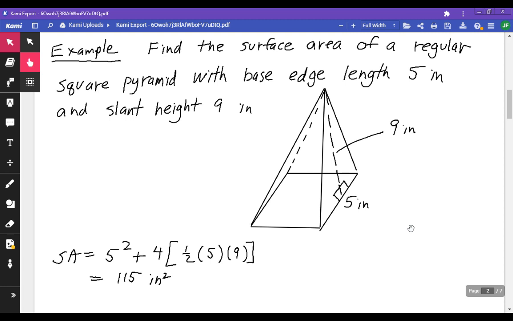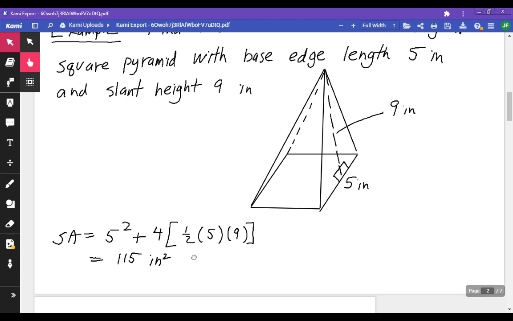And remember that 9 is really the slant height of the pyramid, but it's just the regular height of one of those triangles. Those triangles are 1/2 times the base times height. So that's where you see 1/2 times 5 times 9 in the formula for the surface area. Then just add those numbers together and get 115 square inches for the total surface area of that pyramid.